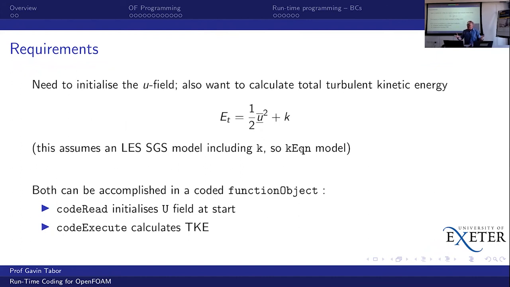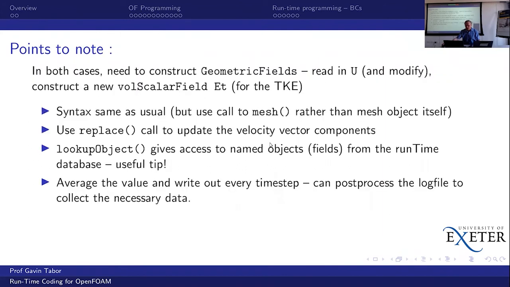And as I say, originally I had this in two parts, a separately compiled code to initialize things, and then a function object to calculate this quantity. But I realized that I could do both of these in a single function object. So I've written a coded function object here, overloading codeRead to set this up at the start, and overloading codeExecute to calculate the turbulent kinetic energy here.